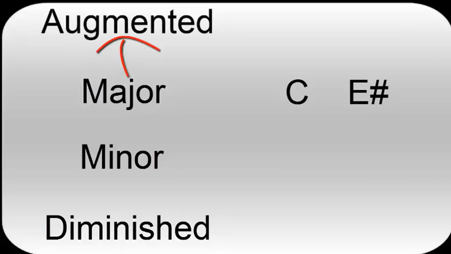Let's go the other way with this interval. C to E, our major third, well, if you make that an E sharp, and yes, I know that's silly because that's really an F, but make it an E sharp, we now have an augmented third. So looking at the logic of this, major, a half step larger, will make it augmented. A half step smaller will make it minor, and a half step smaller further will make it diminished.